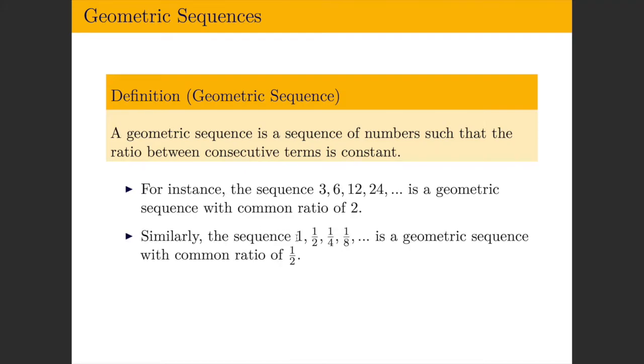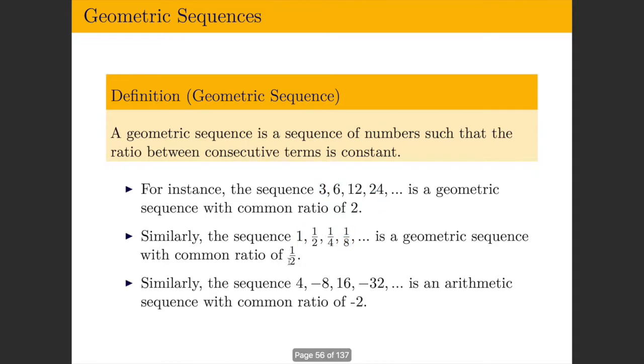Equally, we could look at the sequence 1, 1/2, 1/4, 1/8, and you'll notice each time we move up a term in the sequence, we halve the term before. So we go from 1 to a half to a quarter to an eighth. Then we would say that the common ratio is 1/2 because we halve it every time. Here we would say this is an increasing geometric sequence. This is a decreasing geometric sequence.